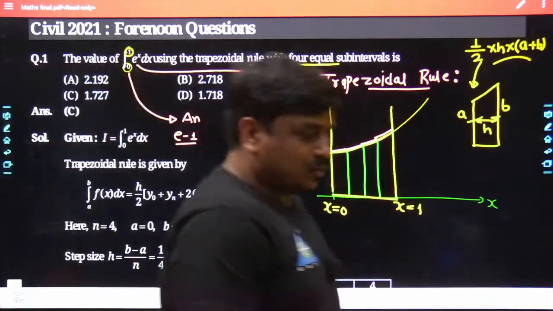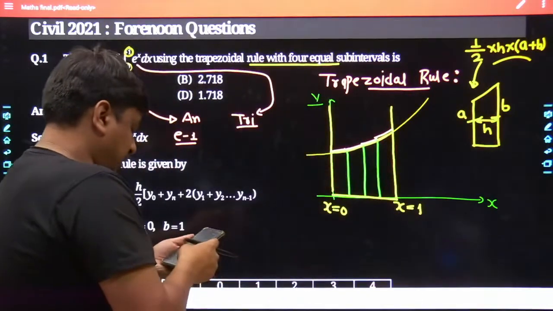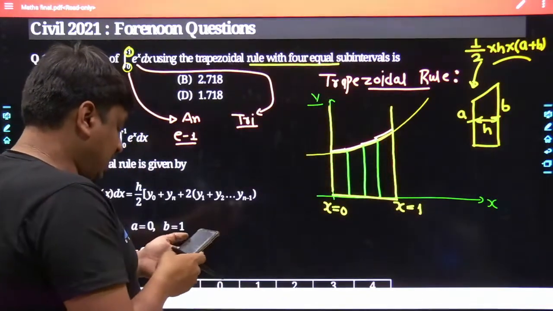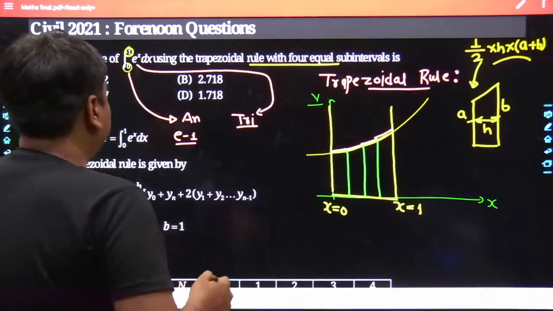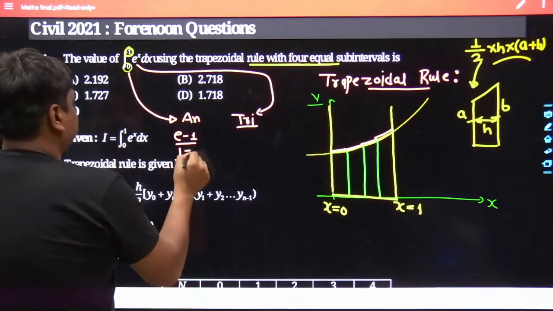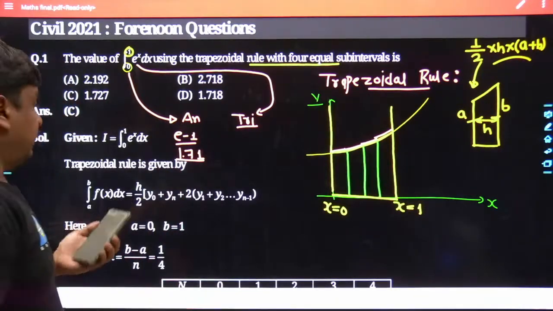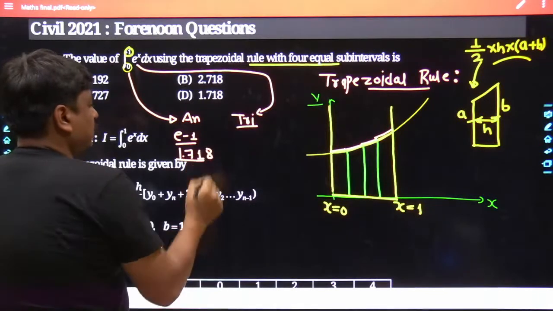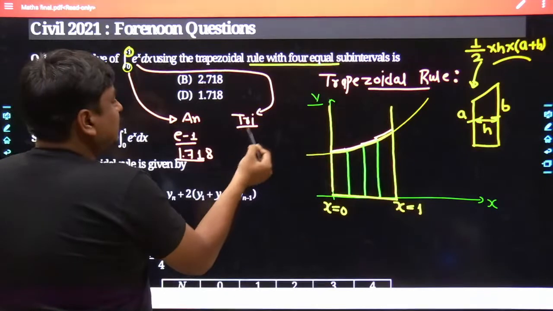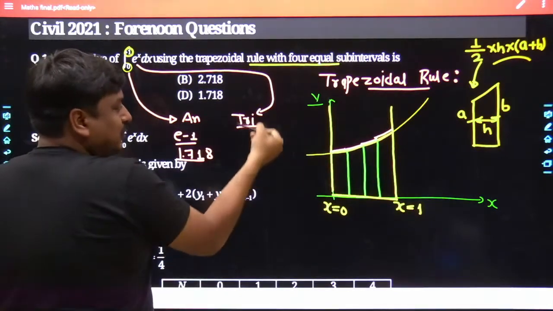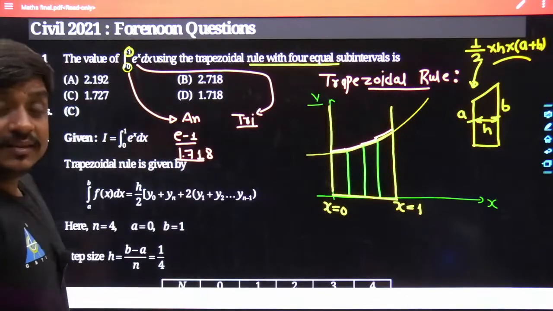If you exactly want to know how much answer we are getting for this, just a minute, e minus 1, which is 1.718. Yes. Tell me, after using the trapezium rule, the value which you will be getting, which is nothing but the area under the curve, would it be greater than 1.718, or would it be lesser than 1.718?